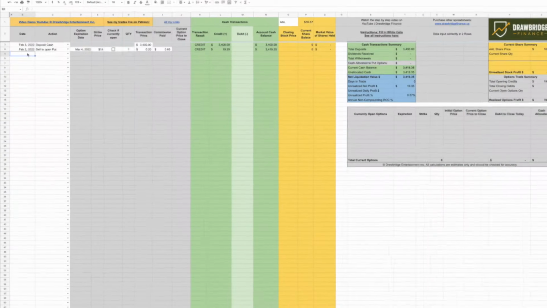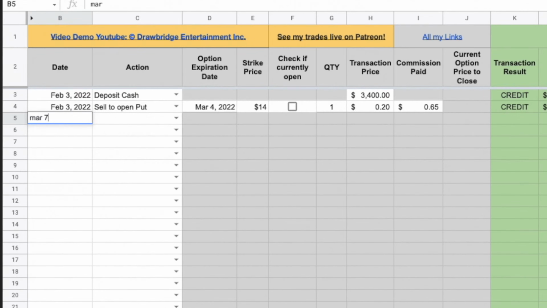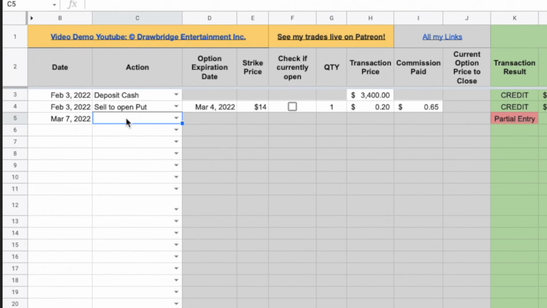And now quite simply, we would do the next phase of the wheel, which would be to sell a replacement put. So on March 7th, on Monday morning, after the expiration, I would do the same thing. I would sell to open a put, and I would pick the next week out, March 11th, and I would pick the same strike price, 14, click the checkbox to open. I would sell one, I would collect 20 cents and pay a commission of 65 cents.